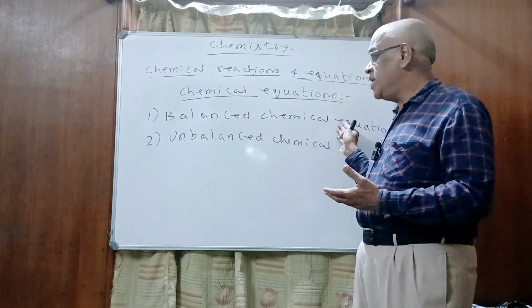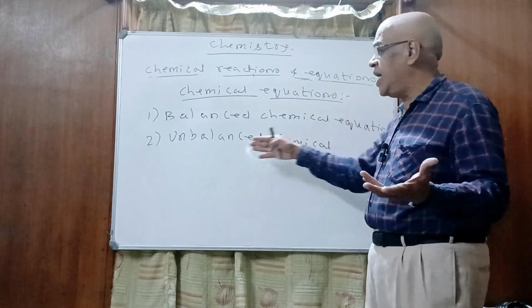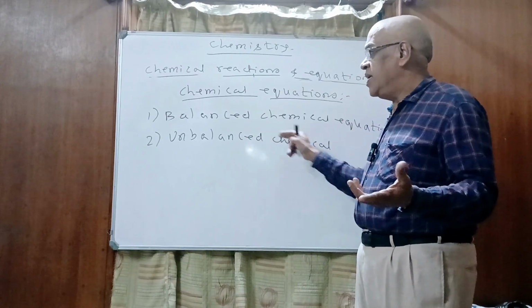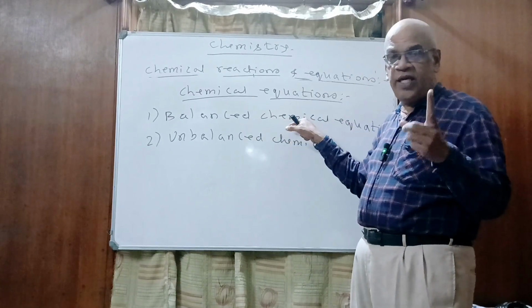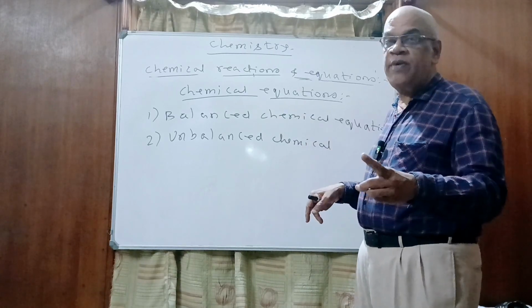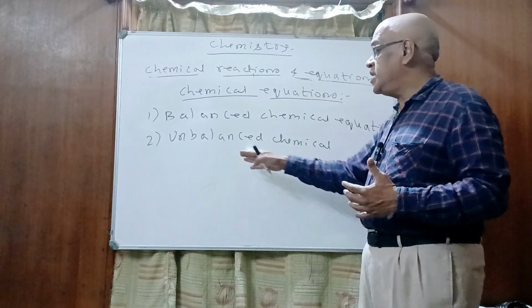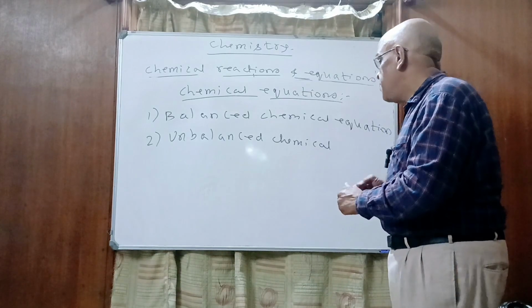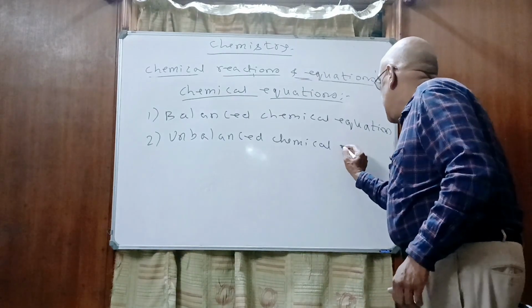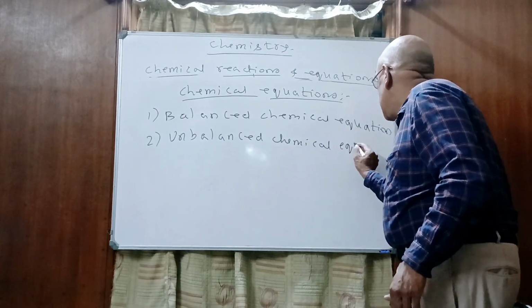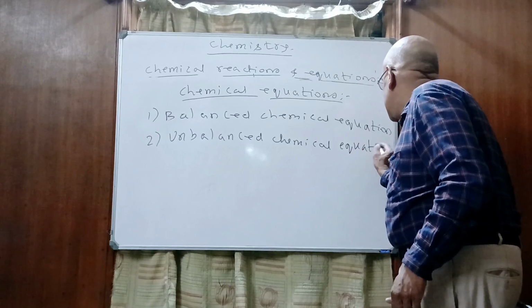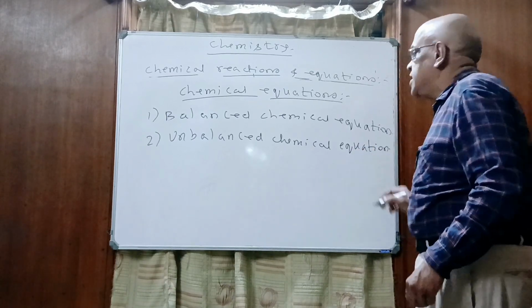What is a balanced chemical equation? Say the opposite to that: that's the unbalanced chemical equation. A balanced chemical equation is one in which atoms of different elements are the same on the reactant side as well as the product side. What is an unbalanced chemical equation? It's an equation in which atoms of different elements are different on the reactant side as well as the product side.